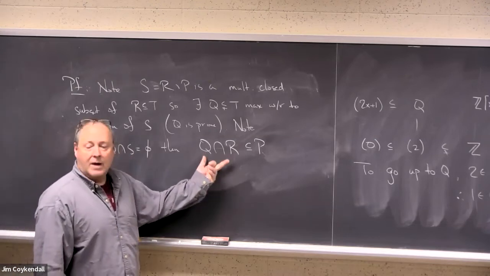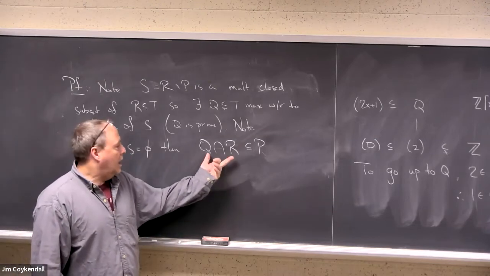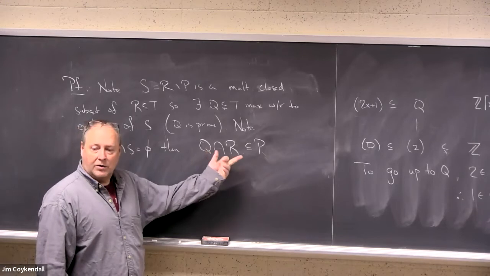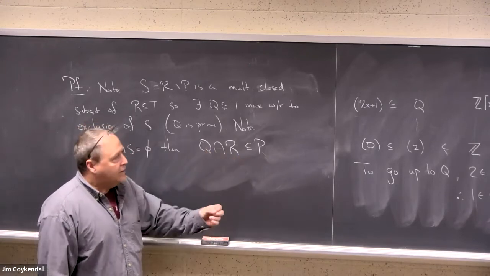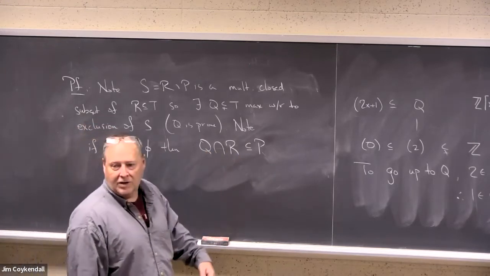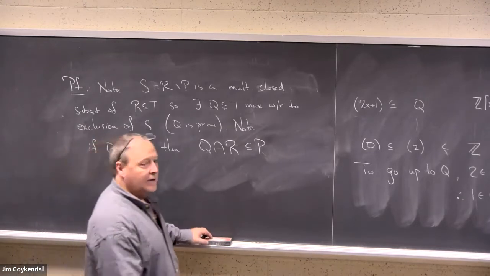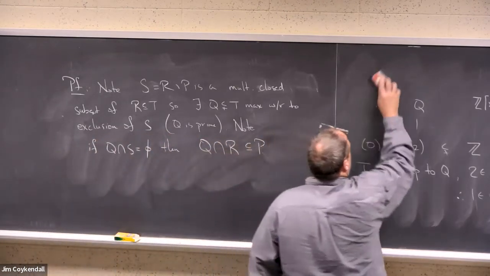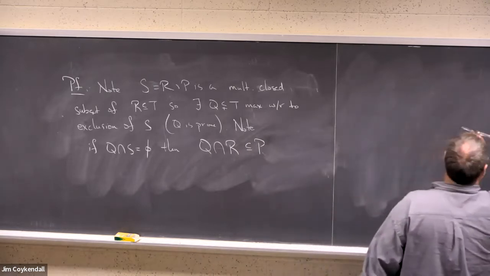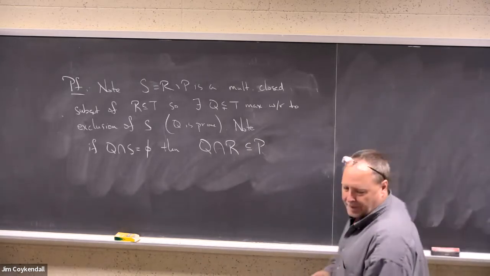So when you intersect Q down to R, everything in Q intersect R is contained in P, right? So the interesting thing we're going to have to show is the reverse containment, that everything in P is actually in Q. So let's get more formal with the proof there.